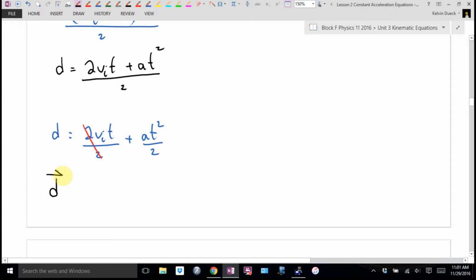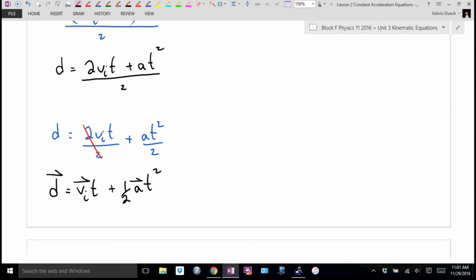Distance, or displacement, is equal to VIT plus, instead of writing AT squared over 2, dividing by 2 is the same as timesing by a half. So I'm going to write it as a half AT squared. A half AT what? Squared. Those of you that are in Math 11, it's a parabola. It's one of the reasons we look at the parabola so much in math, is it shows up all over the place in physics.